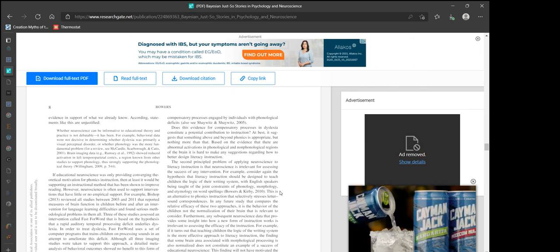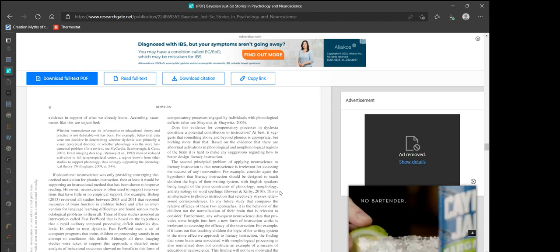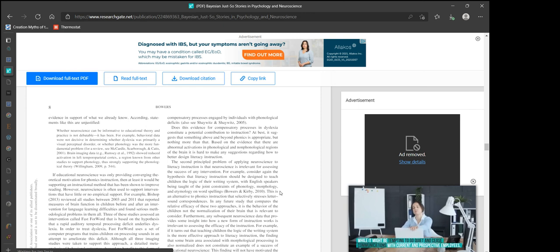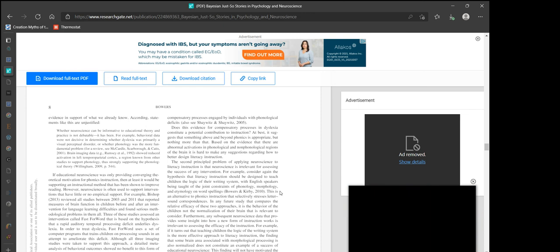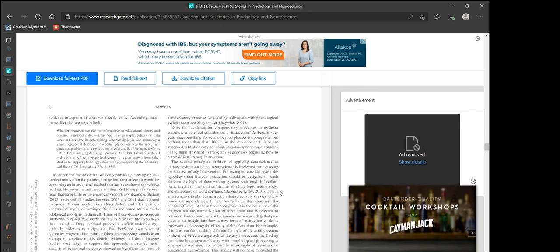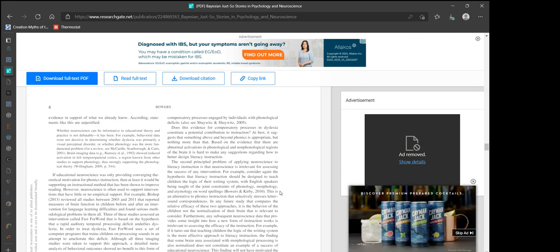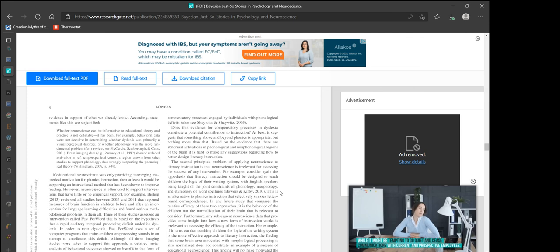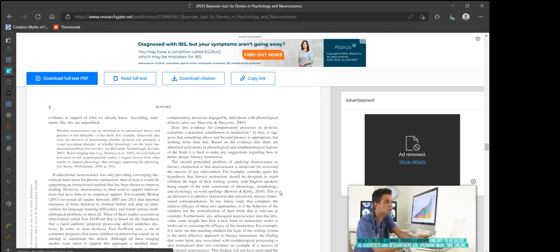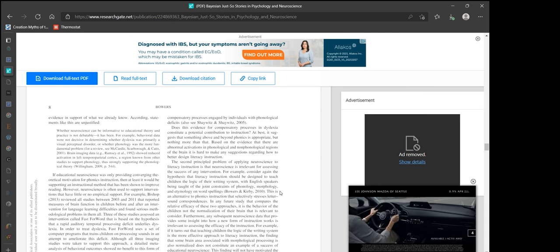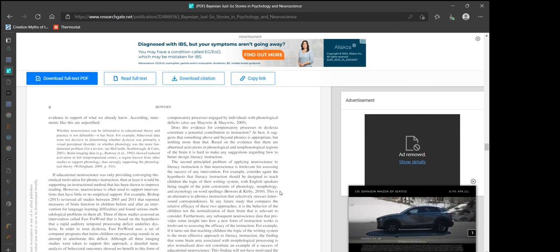Accordingly, statements like this are unjustified. Quote, whether neuroscience can be informative to educational theory and practice is not debatable. It has been. For example, behavioral data were not decisive in determining whether dyslexia was primarily a visual perceptual disorder or whether phonology was the more fundamental problem. Brain imaging data showed reduced activation in left temporoparietal cortex, a region known from other studies to support phonology, thus strongly supporting the phonological theory, end quote.